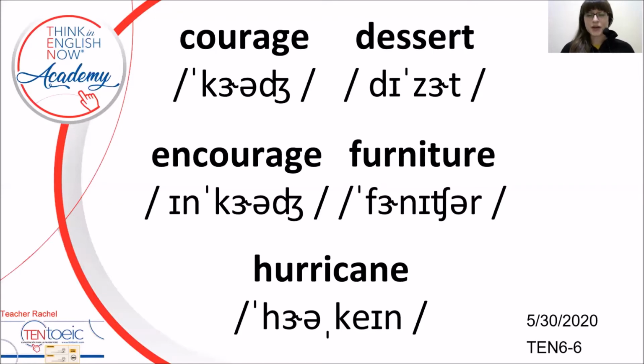Hurricane. This is a storm that comes from the ocean. So it rains and it's very windy and sometimes it destroys houses. That is a hurricane. Usually every year we have hurricanes.